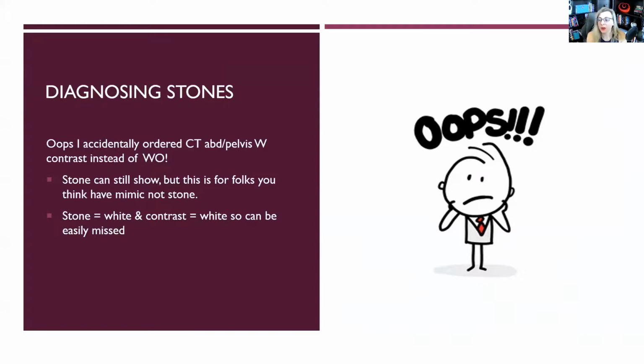Now, we can see other signs of a stone around it. For example, maybe we could see hydronephrosis, and that can give us a clue that there's actually a stone there and we can't see it because of the contrast. Radiologists are pretty good at this right now. However, it's still not the gold standard. It's still not preferred because they can be missed. So don't panic if you ordered it with, but try to do it without.